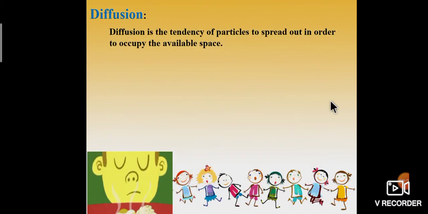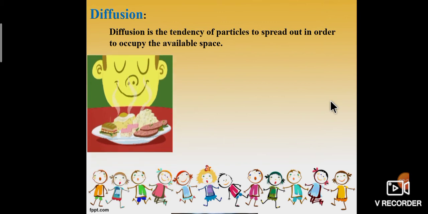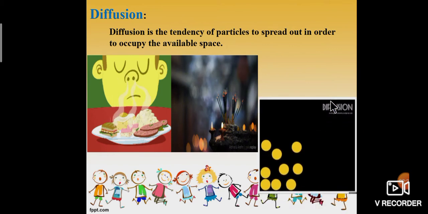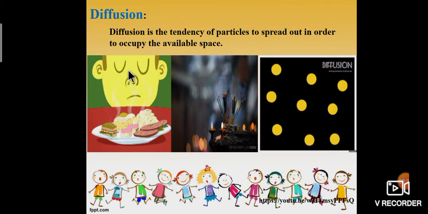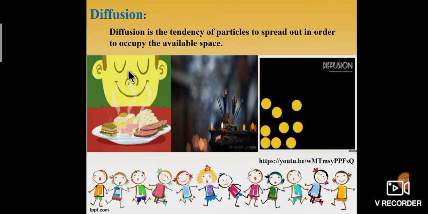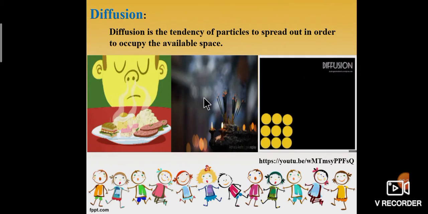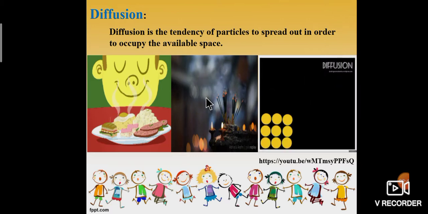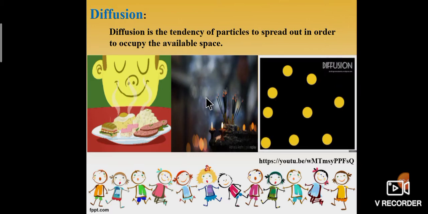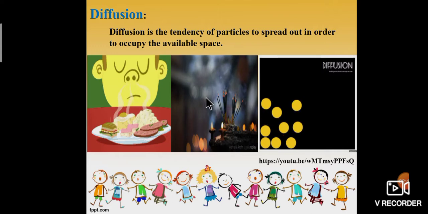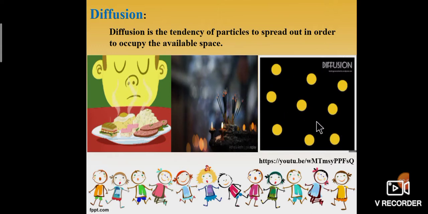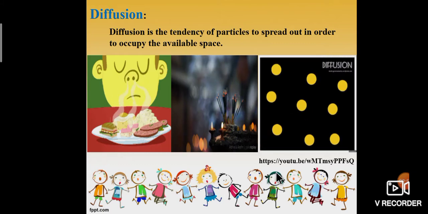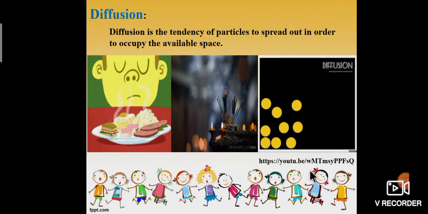In the last session, we have seen about diffusion. What is diffusion? Diffusion is the tendency of particles to spread out in order to occupy the available space. That is, the smell of cooked food, or the pleasant odor of a lighted agarbatti in a room, confirms the force of attraction between the particles in a gas. See the third picture, you come to know how the particles spread out in space. To know more details about diffusion of matter, see the link below.